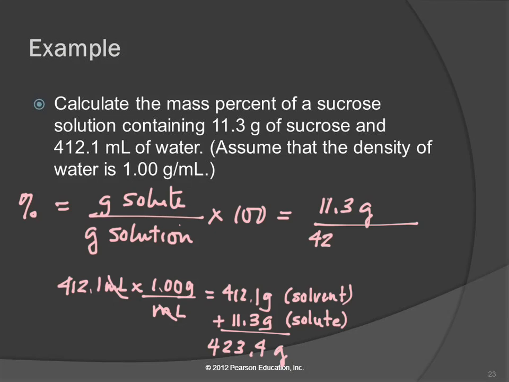So 423.4 grams is the mass of the whole solution, times 100. You should never have a percent by mass that's greater than 100. 11.3 divided by 423.4. So 2.67%. Anybody else get that? 2.67%. Any questions?